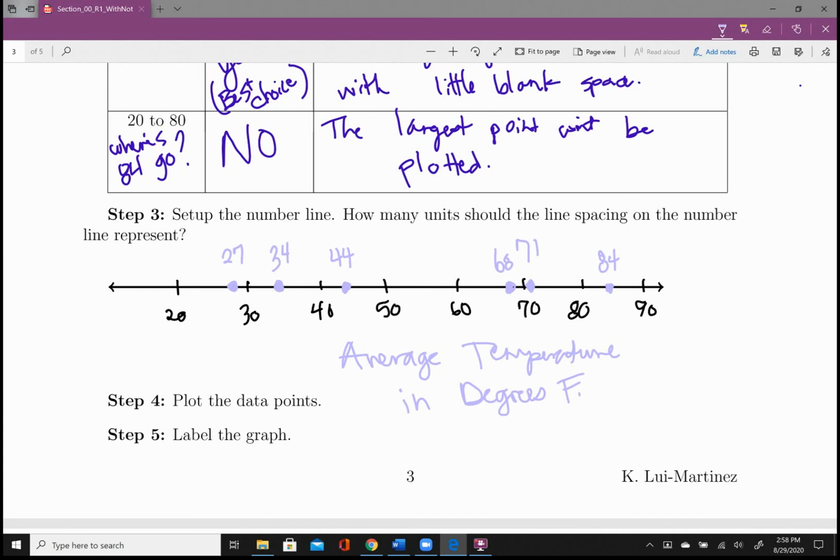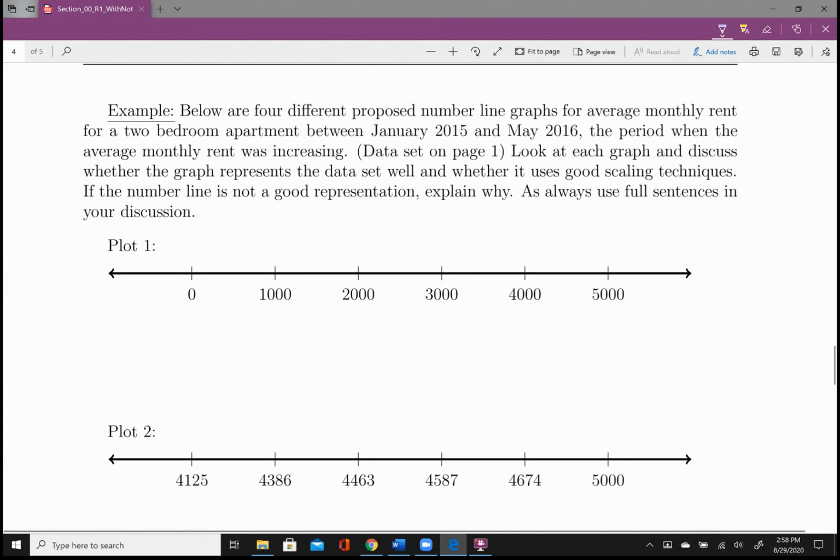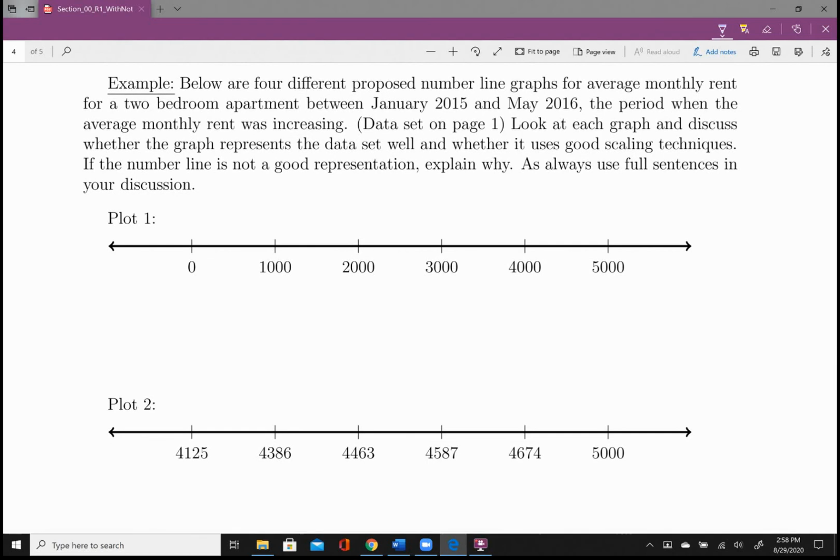Great. Moving on. Again, if you have questions, maybe jot them down as we go and ask them in class. Let's see. Next example. Below are 4 different proposed number line graphs for average monthly rent for a 2-bedroom apartment between January 2015 and May 2016, the period when average monthly rent was increasing. The data set on page 1.